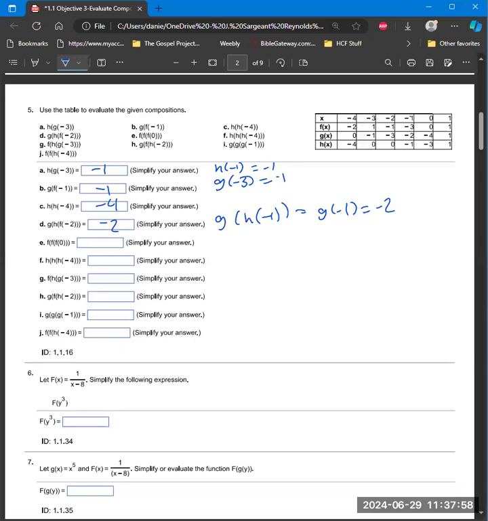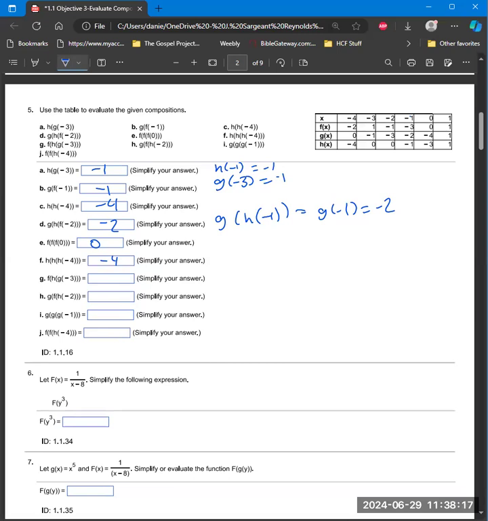f of f of 0: f of 0 is 0, and f of 0 is 0. That's 0. Then h of -4, so that's -4.